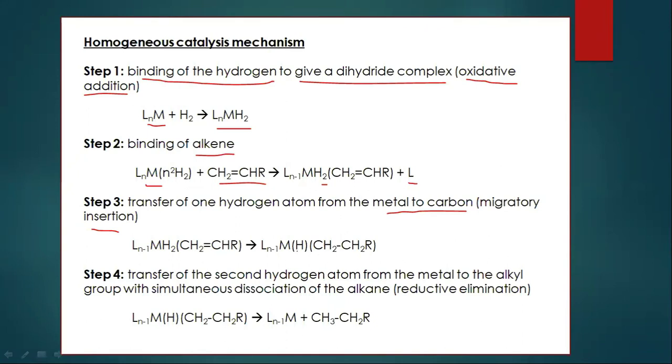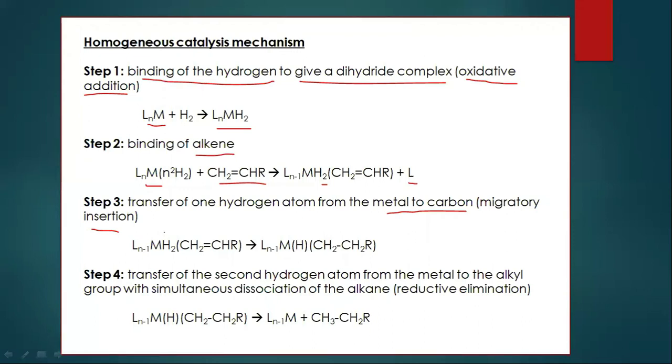One hydrogen atom is still present on the metal, and along with that, one hydrogen atom has been added to the carbon. Earlier, this carbon had one hydrogen, one R group, and a C double bond C. Now it has been converted into a carbon-carbon single bond with two hydrogen atoms and R. This type of step we will call a migratory insertion.